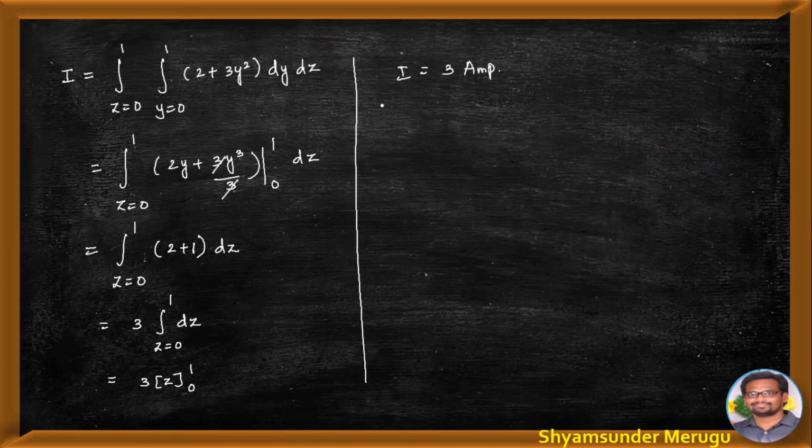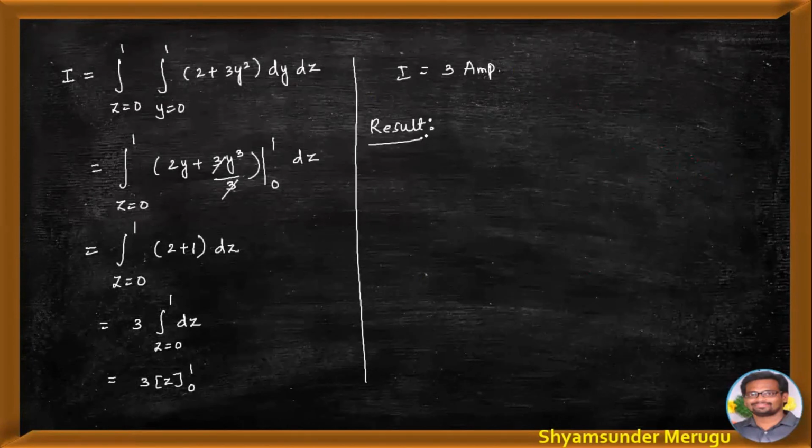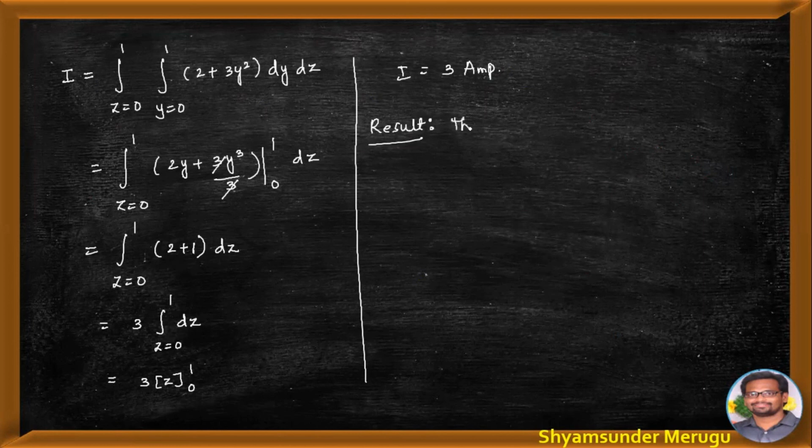So finally, we have to write the result. The result is the total outward current from a cube of 1 meter is 3 amperes.